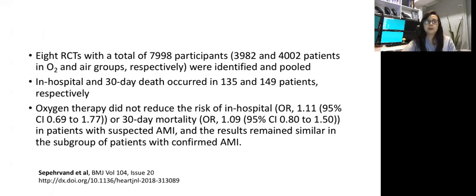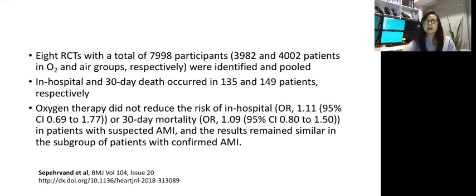This review from the British Medical Journal of 8 randomized controlled trials tells us that while treating acute myocardial infarction with oxygen makes sense from a physiologic standpoint, no studies have convincingly demonstrated that oxygen therapy improves outcome in acute myocardial infarction. In addition, recent data suggests that this practice may even be harmful.